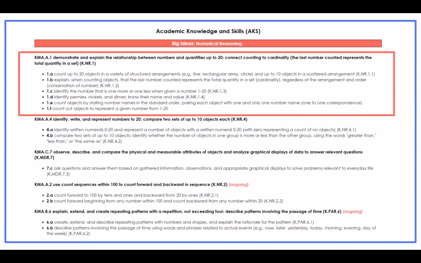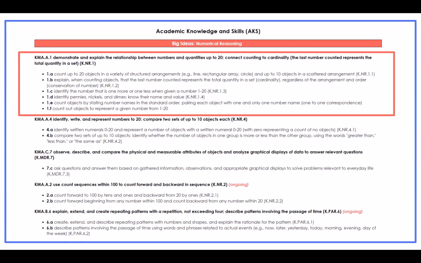IOA 1.B states students must have cardinality and understand the last number counted represents the total number in the set, and understand that even if the set is rearranged or counted in a different order, the count will remain the same. In IOA 1.A, students will count sets of objects in a variety of structured arrangements. IOA 1.F explains that students will represent a given number with a set of objects.